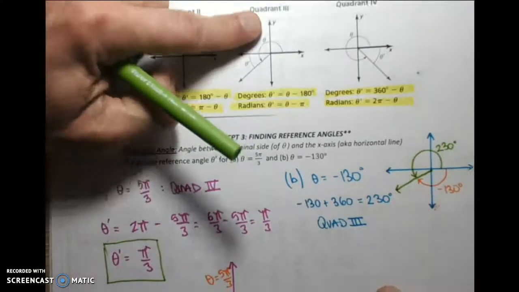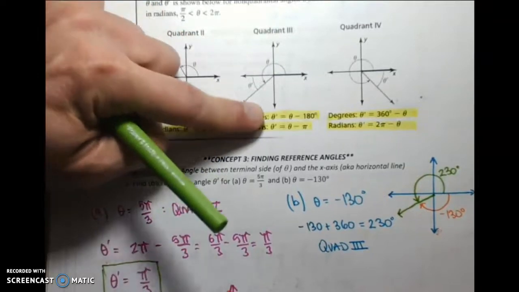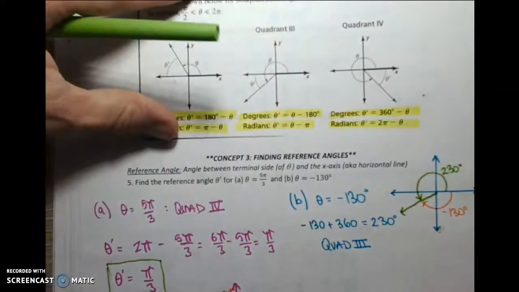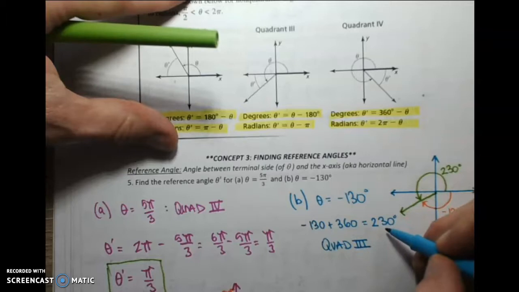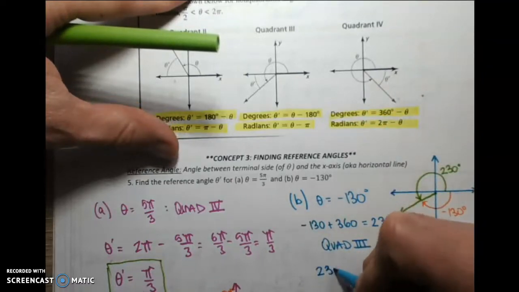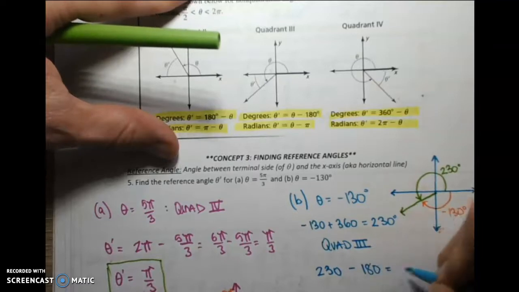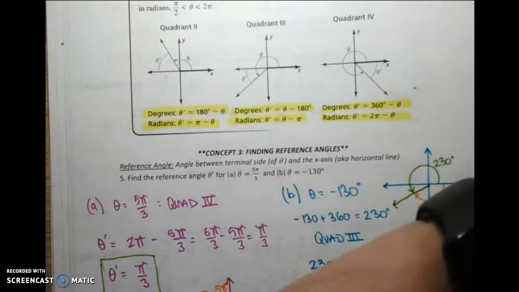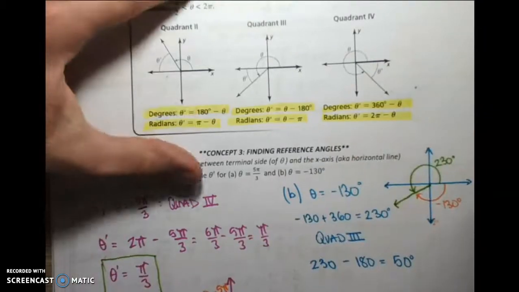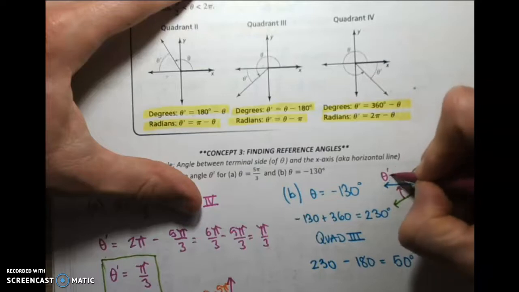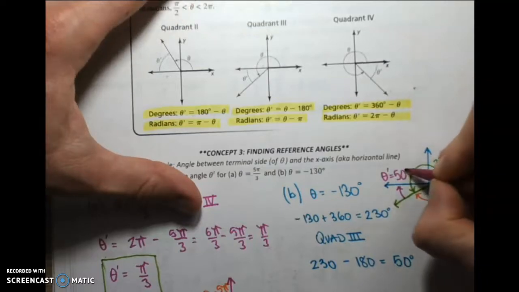Okay, now in quadrant 3, your reference angle is your theta minus 180. And I'm obviously going to use this one right here. So that's another reason why I want the positive. It always works with this. Not that I 100% need it, but 230 minus 180 equals 50 degrees. Now where is that 50 again? Well, the key is the 50 is always in reference to my x-axis, and in this case, it's right here. So my reference angle is 50 degrees.